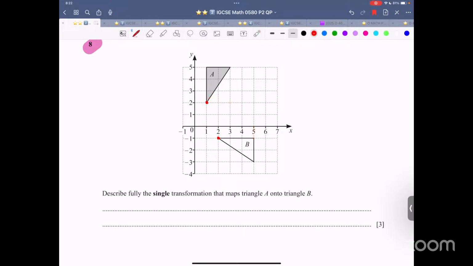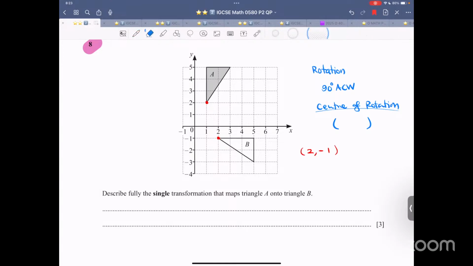First of all, write rotation over here. The next thing that you need to write, it's 90 degrees anti-clockwise. And then center of rotation, that is what you need to write. So center of rotation is something. Now focus on the points. The point is 2, negative 1. And it's becoming A onto B. Sorry. So this is like this. This is clockwise, my bad.